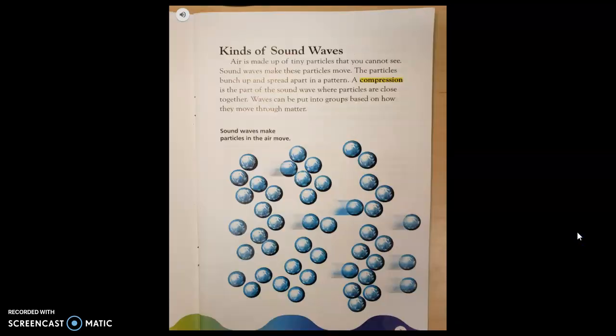Kinds of sound waves. Air is made up of tiny particles that you cannot see. Sound waves make these particles move. The particles bunch up and spread apart in a pattern. A compression is the part of the sound wave where particles are close together. Waves can be put into a group based on how they move through matter.